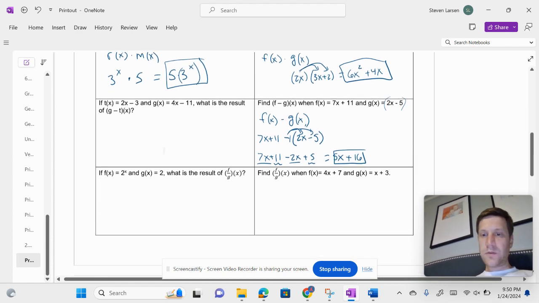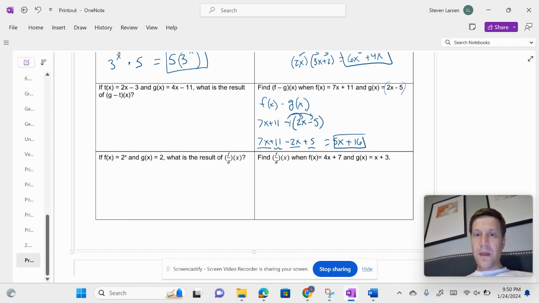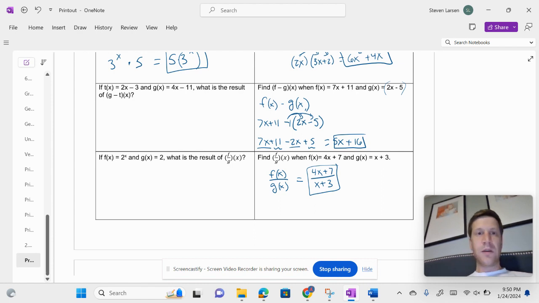And then lastly, let's do some division. Let me do the last one. So f over g of x, that's f of x over g of x, which means divided by. So we get 4x plus 7 over x plus 3. Can't really do much else. And then the only thing is we are not allowed to divide by 0. So x plus 3 can't equal 0. If you divide by 0, you get undefined. Your calculator will give you an error.